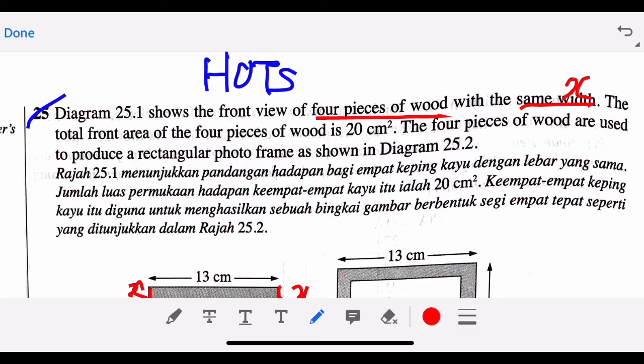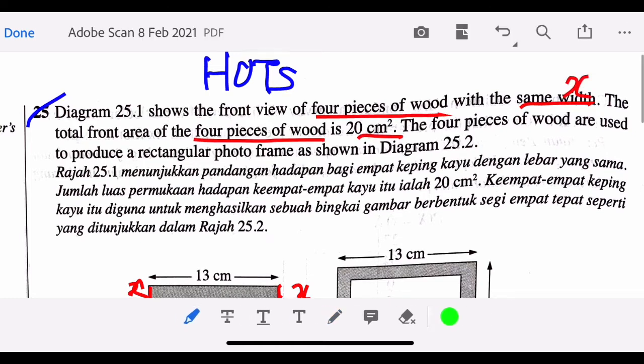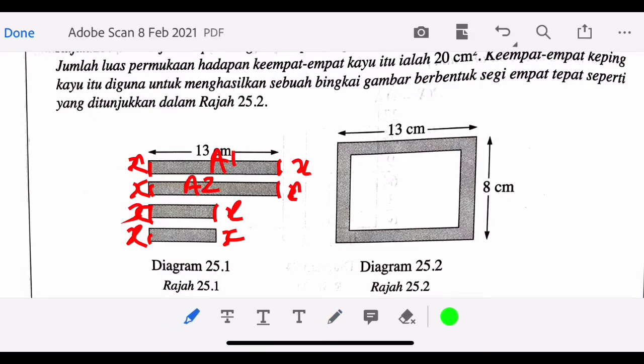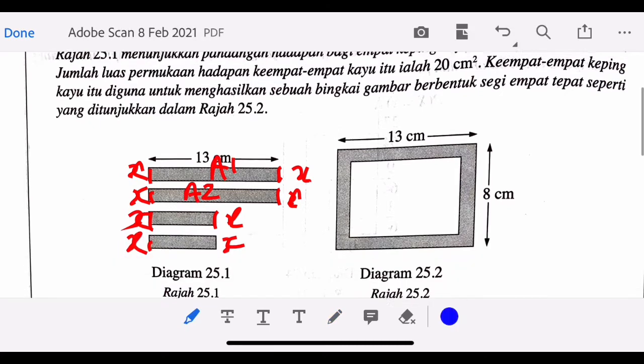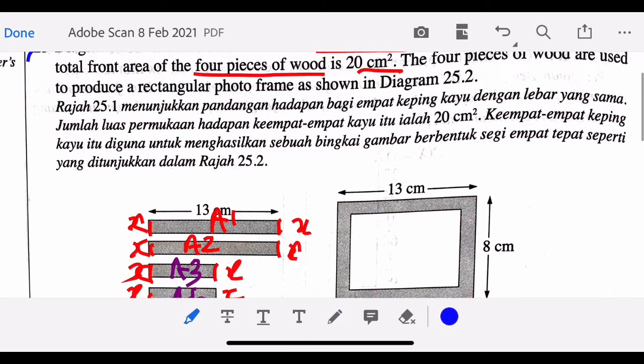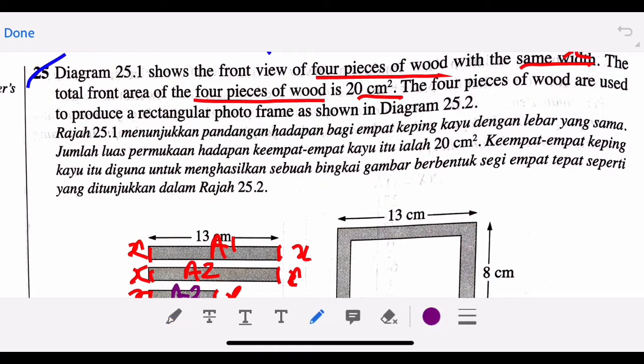Okay, so the total area of the 4 pieces of wood is 20 centimeters square. So that means if you add all the areas, let's say this is A1, this is A2, and then we have another 2 which are different sizes, so we have A3 and this one A4. We have 4 areas, right? If we add the 4 areas, we'll get 20 according to the question. Total front area of the 4 pieces of wood is 20 centimeters square.